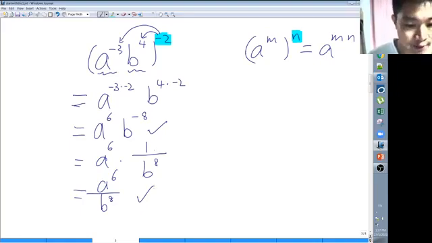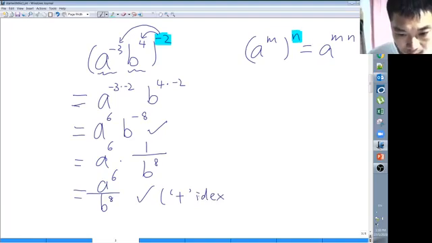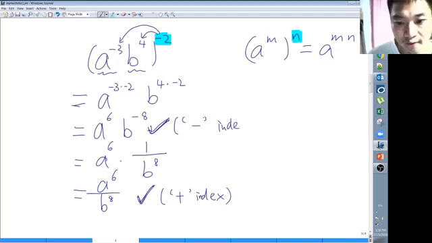Okay, if the question wants you to express your answer in positive index, you're supposed to give this as an answer. And if the question never asks you to express your answer in positive index, this answer is fine. Okay, but let me emphasize this answer is in negative index. Okay, so now let me proceed to a harder question.